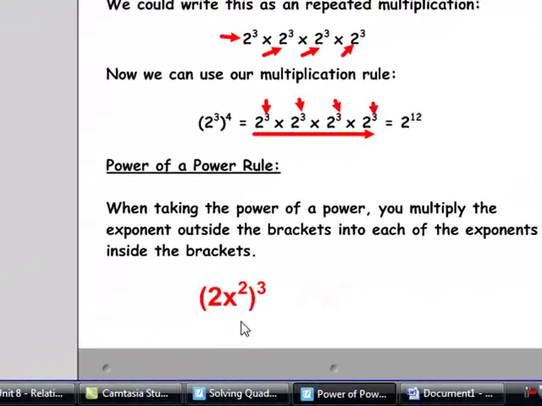We'll use an example to demonstrate this. We have 2x to the power 2 raised to the power 3. When we evaluate this using our power of a power rule, we first have to raise the exponent 3 into the 2. That leaves us with 2 to the power 3. We then must raise the exponent 3 into x squared. That leaves us with x to the power 6.